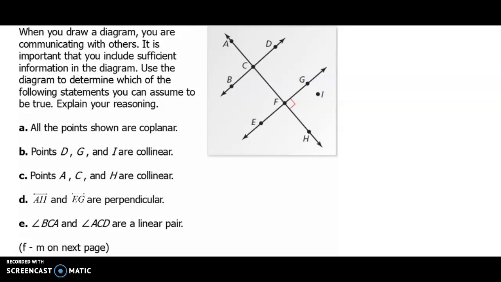Okay guys, this is the video for section 2.3, and this section should be rather simple for you guys. It just talks about how to read diagrams, what can you conclude, what can you not conclude. So it should be a pretty simple one.